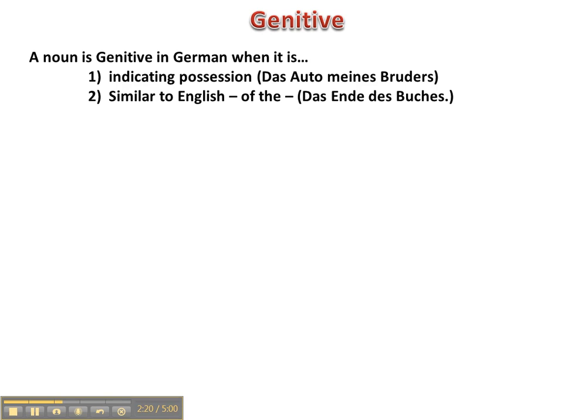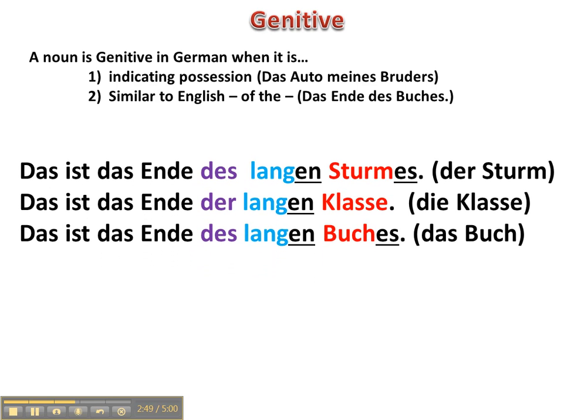So it's almost like you say the car of my brother. So das Auto meines Bruders. Or you could say das ist meines Bruders Auto. And in German they would not use the apostrophe as another way of indicating possession, especially with people's names, like das ist Hans's Auto or Michael's Auto. But also in English, when we form constructions with of the, this is using the genitive. So in the genitive, der changes to des, die to der, and das to des.